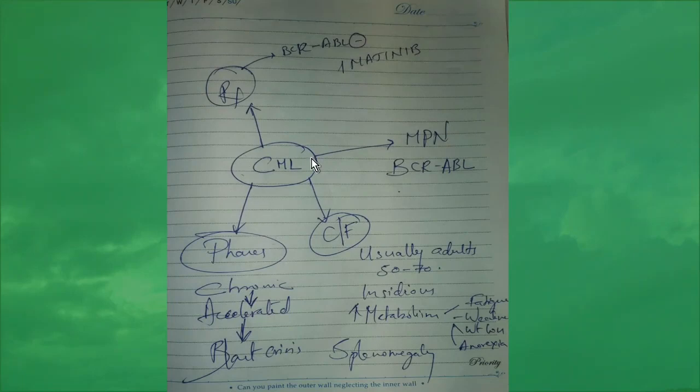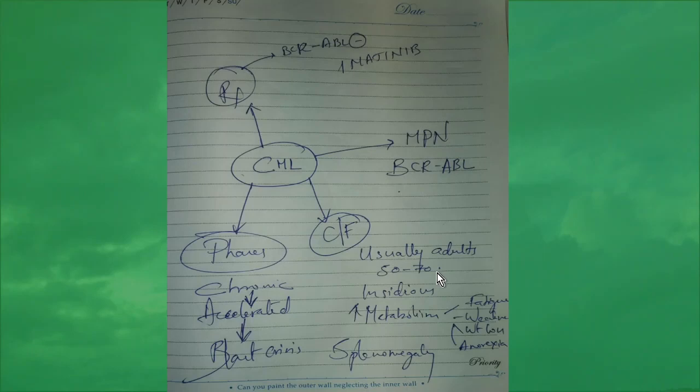Coming to CML, chronic myeloid leukemia. It is a myeloproliferative neoplasm. BCR-ABL fusion gene is there, BCR-ABL positive. Clinically, most commonly, CML occurs in adults above 50 years, but it can occur at any age actually. Nowadays, in India, it is said that the average age at which CML is occurring is reducing, reaching the 40s and mid 30s.